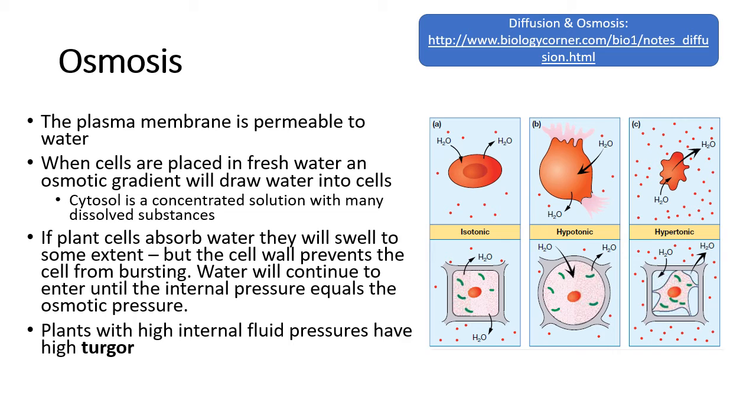In the last diagram, we see hypertonic. You would expect a red blood cell to shrink. The same would happen to the inner part of the cell of a plant cell, including the cell membrane. However, the cell wall would still retain its shape. Plants with high internal fluid pressure are called turgid, or they have a high turgor.